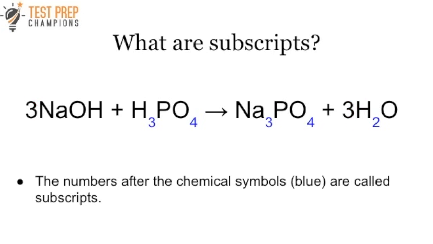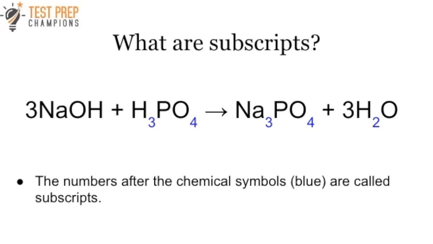So the other numbers that you might see on the screen are called subscripts. The numbers after the chemical symbols, which I've shown here in blue, are called the subscripts. Subscripts tell us how many atoms of an element are in a molecule. For example, H3PO4 is a molecule here, right? And we see that the coefficient here is 1 because it's not written. So we would say that there's one molecule of H3PO4. And the 3 tells us that there are 3 H atoms and 4 O atoms in the molecule.